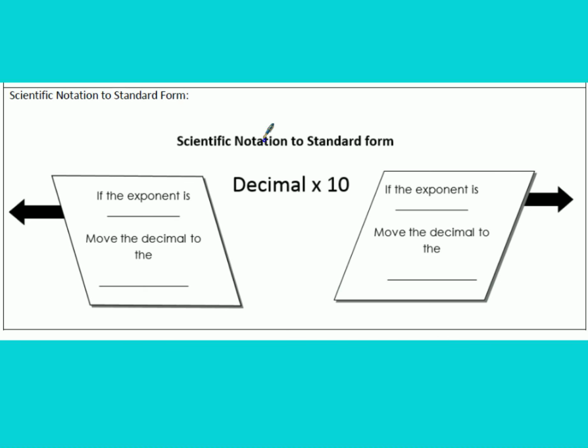So looking down at the bottom of your paper, we have just a note about when we change numbers from scientific to standard form. We have to consider we have a decimal times 10, and then there's always going to be some power up here. If that power, that exponent, is negative, we move our decimal to the left. But if that exponent is positive, then we will move the decimal to the right.